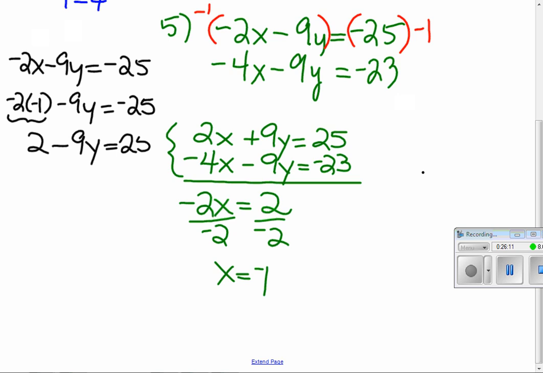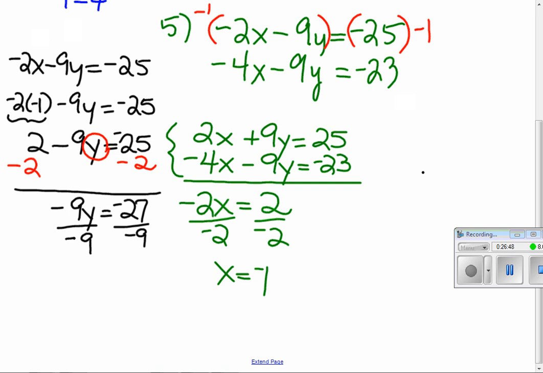What are you going to do next? I want y all by itself. I've got to get rid of what first? No, not that one. Hey, Hannah, what do I have to get rid of next? Got to get rid of all adding, subtracting. So let's get rid of the 2. Yep. And so I'm going to get negative 9y. Something's wrong here. Oh, that's a negative 25. I miscopied that. Negative 27. I believe they're all nice numbers, by the way. And then it equals. Divide by negative 9.